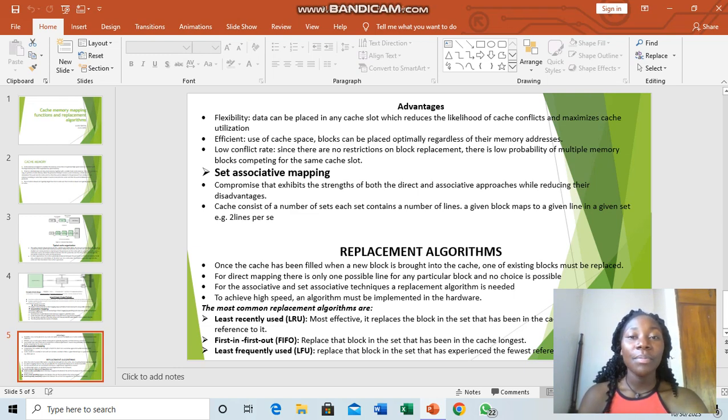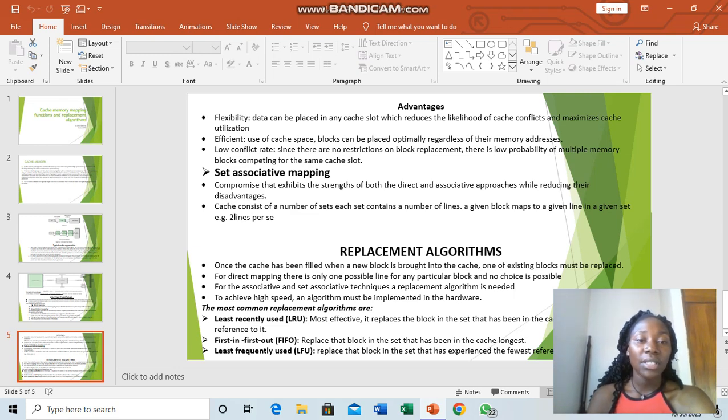Set associative mapping is another type of mapping. It's a compromise that exhibits the strengths of both the direct and associative approaches while reducing their disadvantages. Here, the cache consists of a number of sets. Each set contains a number of lines. A given block maps to any line in a given set, for example, 2 lines per set.